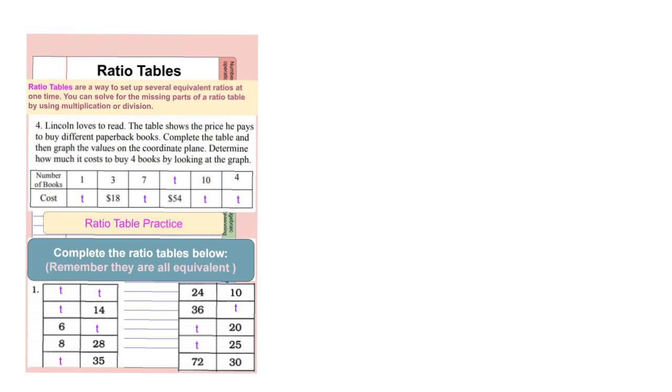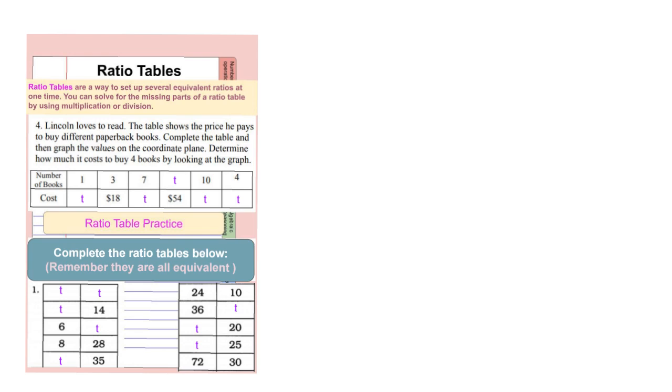So if we look at this first one, it says that Lincoln loves to read. The table shows the price he pays to buy different paperback books. Complete the table and then graph the values on the coordinate plane. We're not going to worry about the graphing part. And determine how much it costs to buy 4 books by looking at the graph.